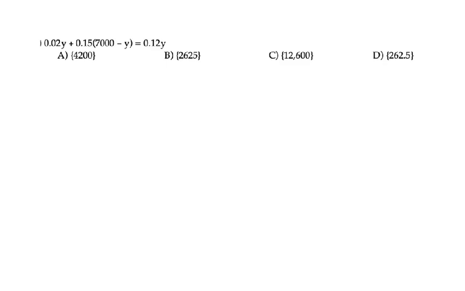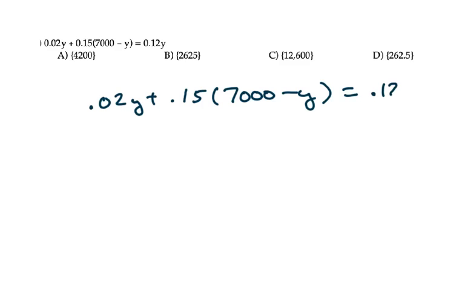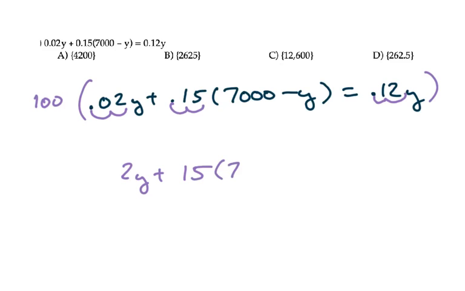So here, this is very similar to the flip grid. We are given 0.02y plus 0.15 times the quantity 7,000 minus y equals 0.12y. And so what I'm going to do is multiply through by 100, because 100 would move the decimal place two spots over, and leave me with just 2y plus 15 times 7,000 minus y equals 12y. In other words, we don't have any more decimals.